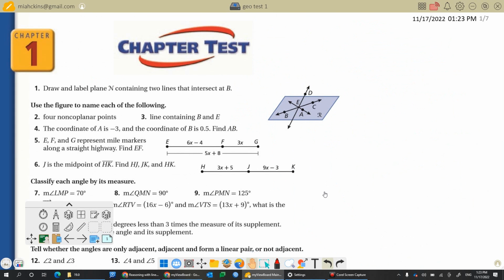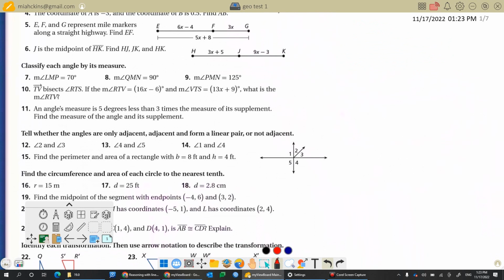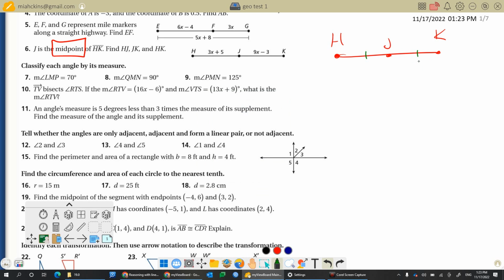So let's continue on with question 6. Question 6 tells us that we have HK and that J is the midpoint. So we're looking here and we see that J is the midpoint. So what do we want to do? We want to put in congruent marks. Congruent marks help us to see visually that they are congruent, that they are the same size, because J is the midpoint, and midpoint means that it splits it in half, so we put those marks in there.